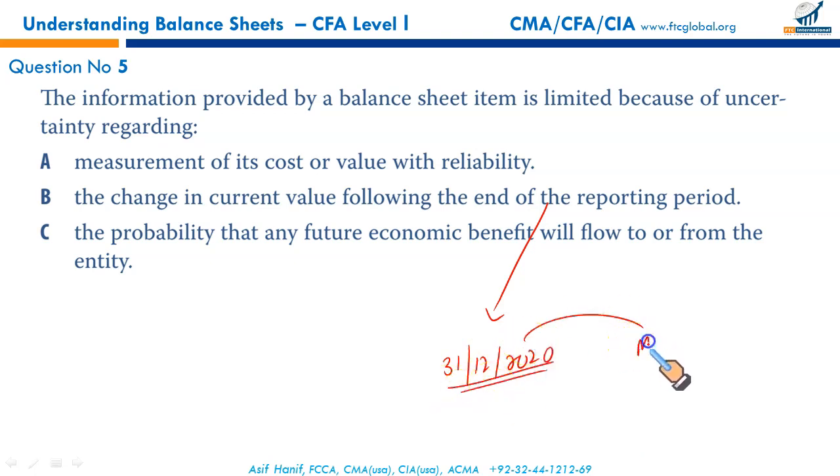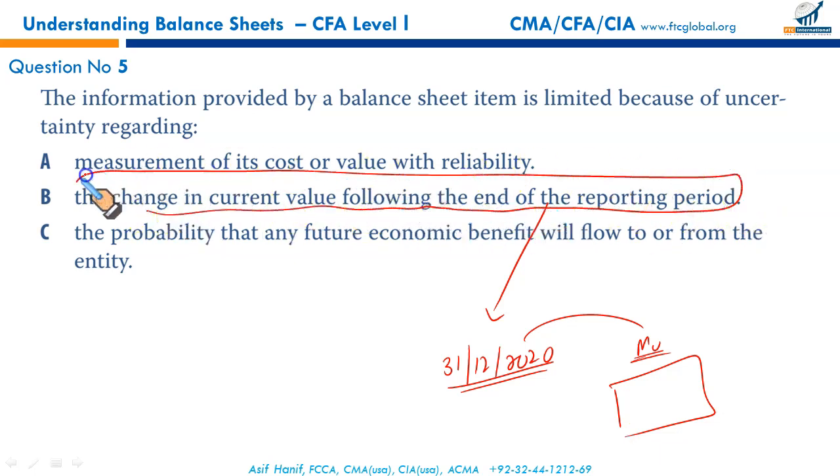After a month, or maybe after a couple of months, some event has happened or some transactions have been entered into, and they might totally change the composition of your balance sheet. So the change in current value following the end of the reporting period, when the balance sheet date is over, things change. And unfortunately, that's a necessity as well, because a balance sheet has to be prepared at a particular point in time. Things can change considerably after a certain period of time.